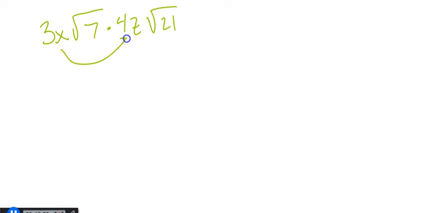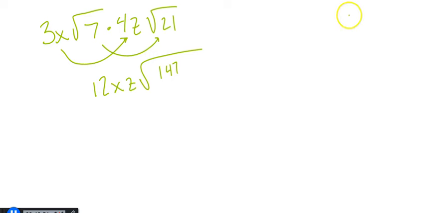First, let's do multiplying and dividing. So we have 3x square root of 7 times 4z square root of 21. Upon first glance, nothing here simplifies. When we multiply, we multiply the outside pieces and then our inside pieces. So 3x times 4z gives me 12xz. And then inside I have 7 times 21, which is 147. So now it's time to see, can we simplify? I'm going to do my factor tree here, 147.